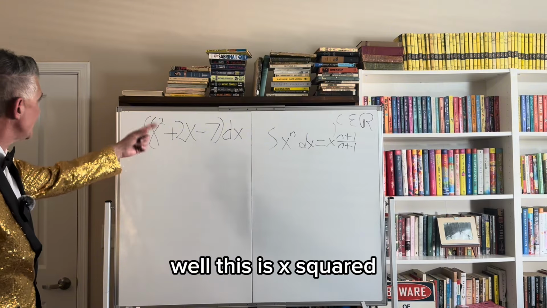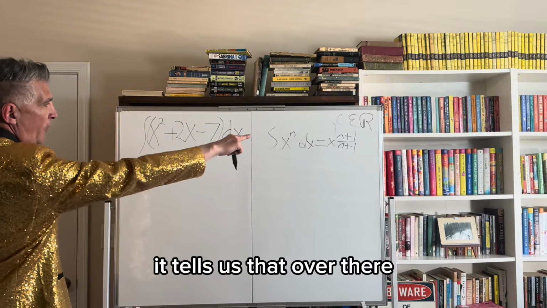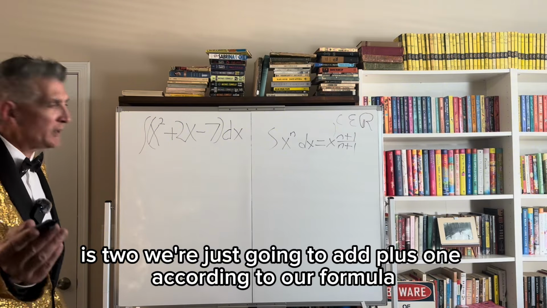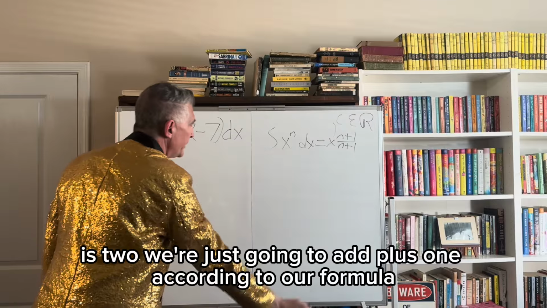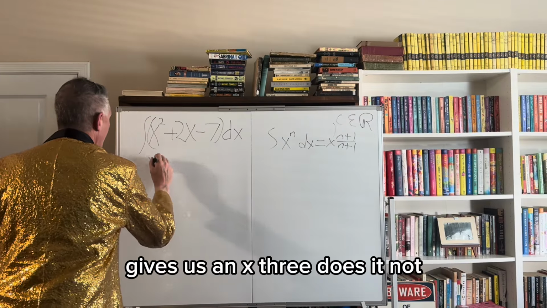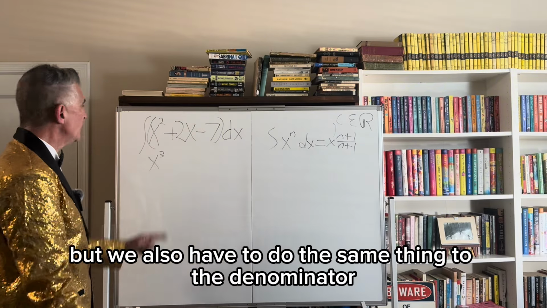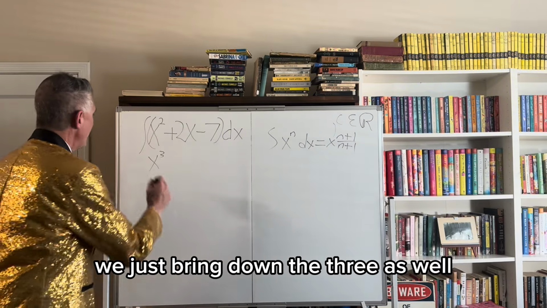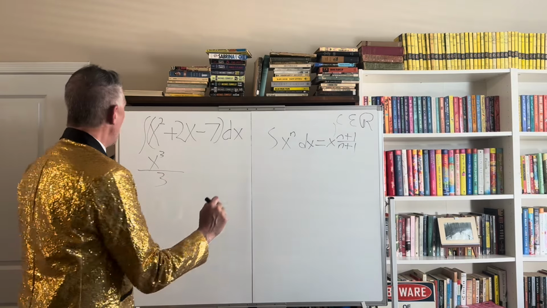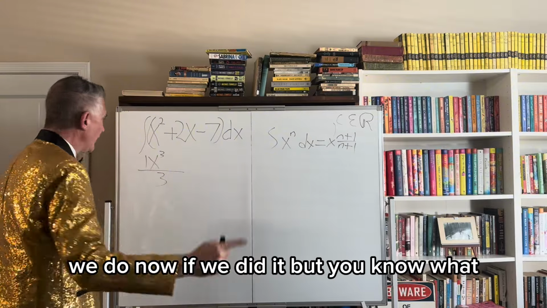Well, this is x squared. So using that to solve for this, it tells us that the n, which is over here, is 2. We're just going to add plus 1 according to our formula. So let's just add plus 1 to the 2. Gives us an x cubed, does it not? But we also have to do the same thing to the denominator. We just bring down the 3 as well. That's our new denominator. All right. Well, we know there's an implied 1 in front of this x, do we not?